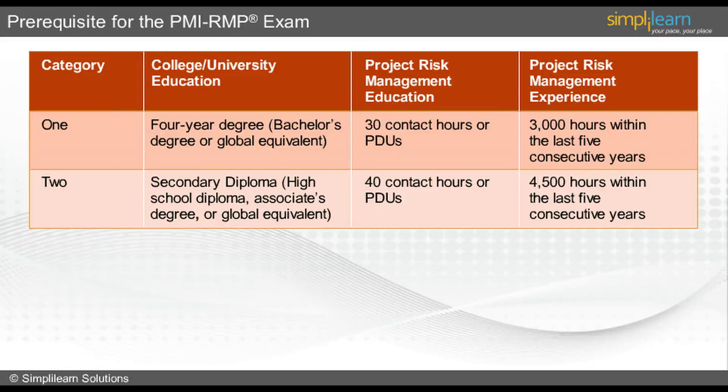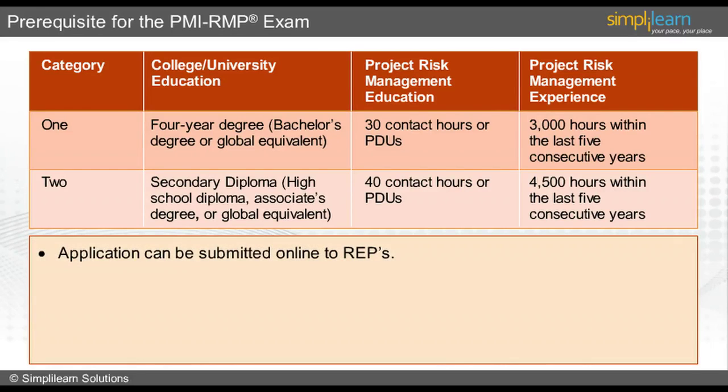If you fall in Category 2, PMI expects you to hold a secondary diploma, high school diploma, associate's degree, or global equivalent, with at least 4,500 hours of project risk management experience within the last 5 consecutive years. Additionally, you will need to obtain 40 contact hours or PDUs, and this course will enable you to obtain those PDUs. PDUs can be obtained from a registered educational provider, REP, and Simply Learn is one of them.